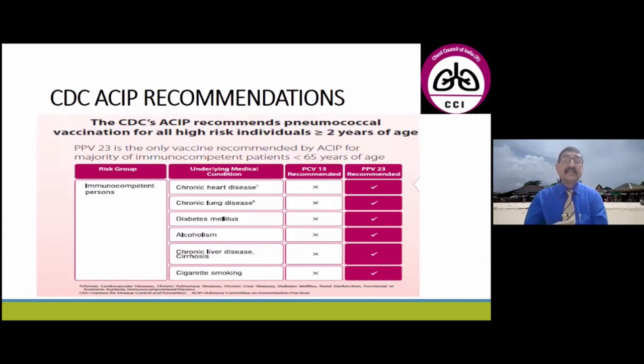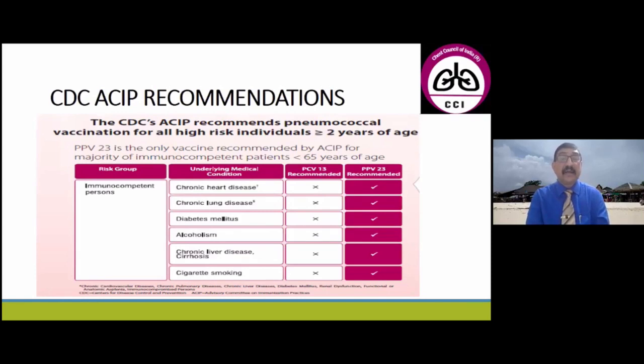So CDC has slightly tweaked the vaccination schedule. PPSV23 is the only vaccine recommended by ACIP for the majority of immunocompetent patients who are less than 65 years of age. So you can see the risk group. If it is an immunocompetent person with an underlying medical condition, PCV13 is not recommended.